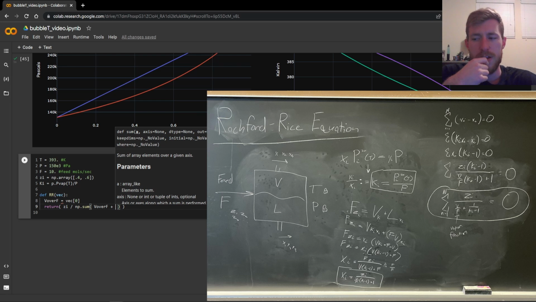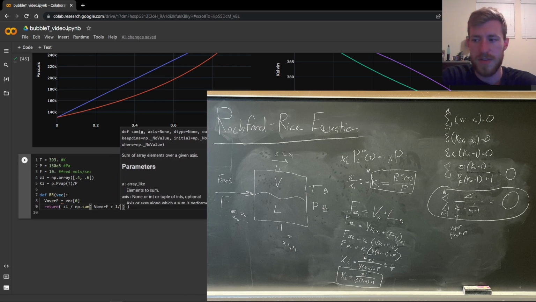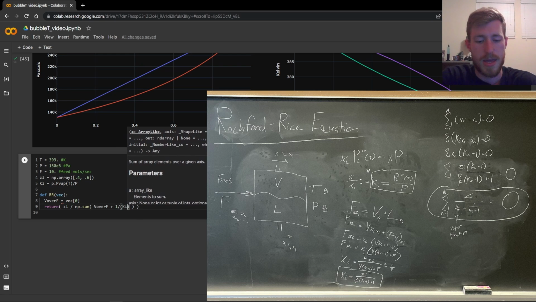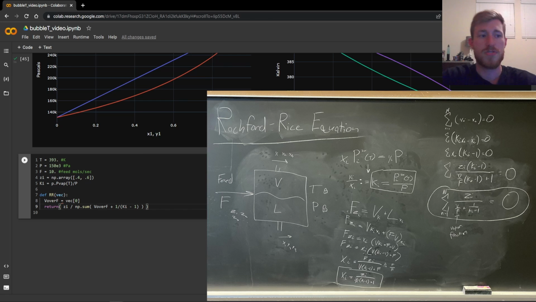That's why we're solving for it, because it's feed specific. It's not specific to any of the components. And then each of the component parts is just going to be 1 divided by, I'll put it together, so 1 divided by, and then parentheses, ki minus 1, parentheses there. So I think that closes it correctly. Once that's equal to 0, we'll have found the correct V over F.